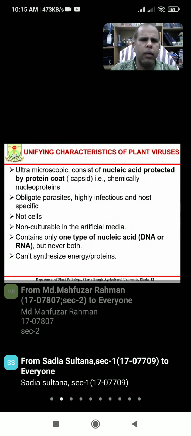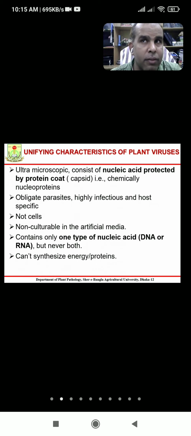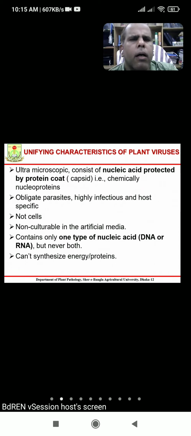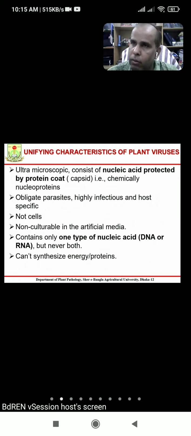Now I am going to discuss the unique characters that are not similar to bacteria, fungus and other microorganisms. The first unique character of the virus is that it is ultramicroscopic, which I already told you from the definition: it consists of nucleic acid protected by a protein coat. Chemically a nucleoprotein, we are also clear from the definition. Obligate parasite, also clear from the first definition. Highly infectious, also clear from the first definition. Host specific, also clear from the first definition. Not a cell, also clear from the second definition.